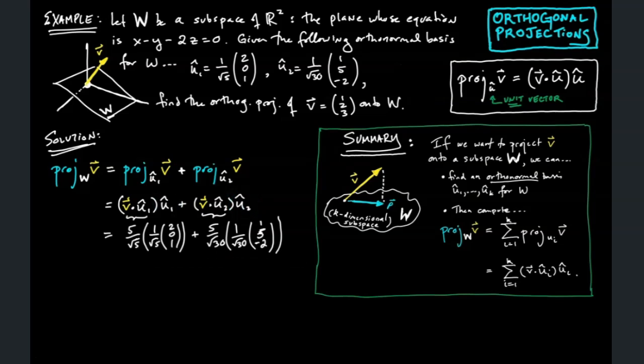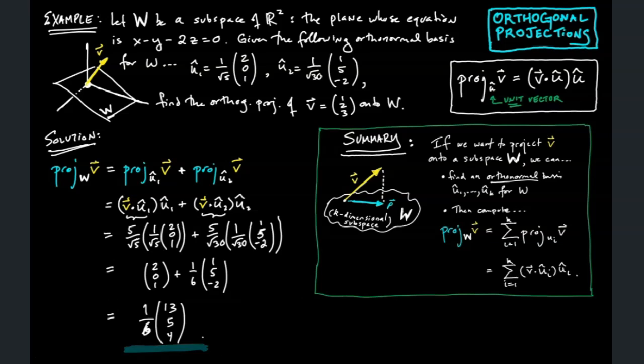Fill in those details, do some boring arithmetic, and you will soon arrive at the answer: 1/6 of the vector (13, 5, 4). So that gives us the coordinates of the vector we seek, the orthogonal projection of V down onto subspace W. Nothing to it, except, of course, that niggling problem of how do we come up with an orthonormal basis if we are not handed one. But as I've said many times now, we will address that in the next video.